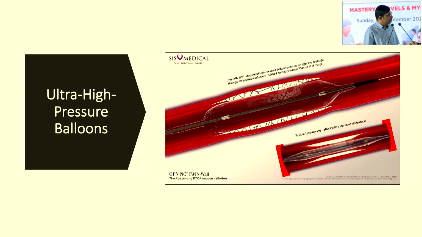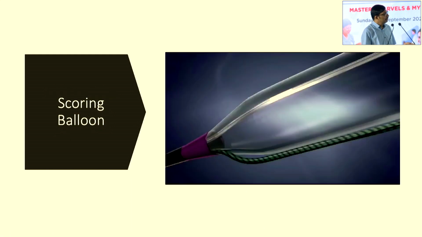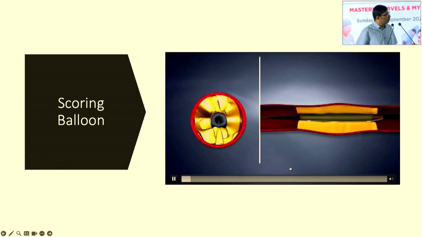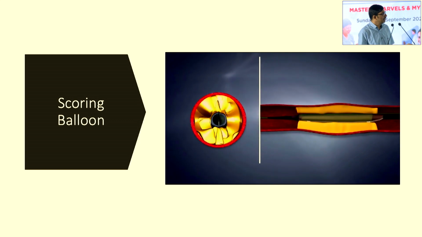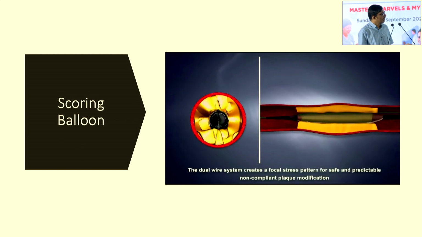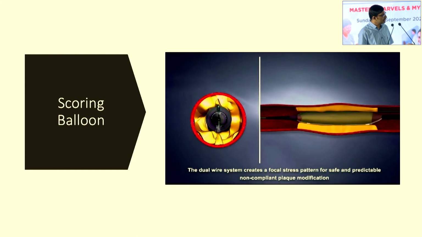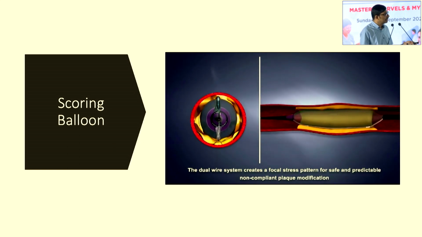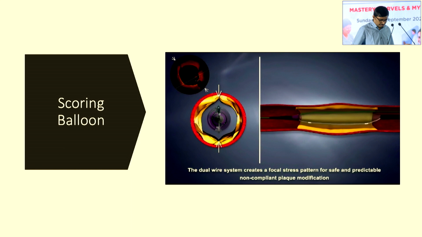So we are going to see some more cases in the later talks on this balloon. And the second one is called a scoring balloon, which has scoring elements. It is like wires that are on the surface here. You can just see that. That again applies focal pressure, more pressure in localized areas, which again helps in shattering your calcium. So the first one is a high pressure balloon, and this one is called a scoring balloon because it has elements which can score the calcium.